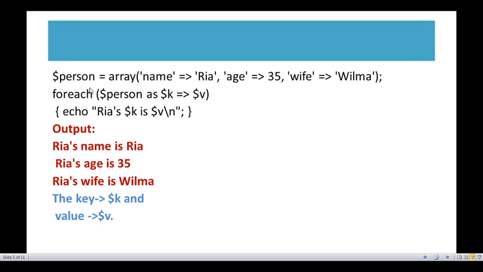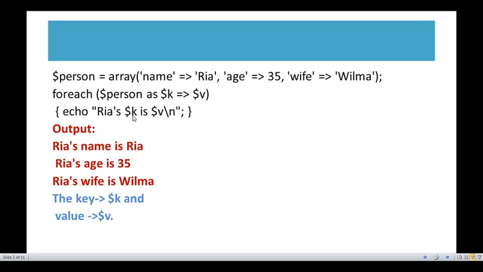Here is the example: $person is an array with name, age, and their values. foreach ($person as $k => $v). Here we are printing $k and $v: $k is your key and $v is your value. In the person array, here is your key and here is your value. So here we are accessing this $k.